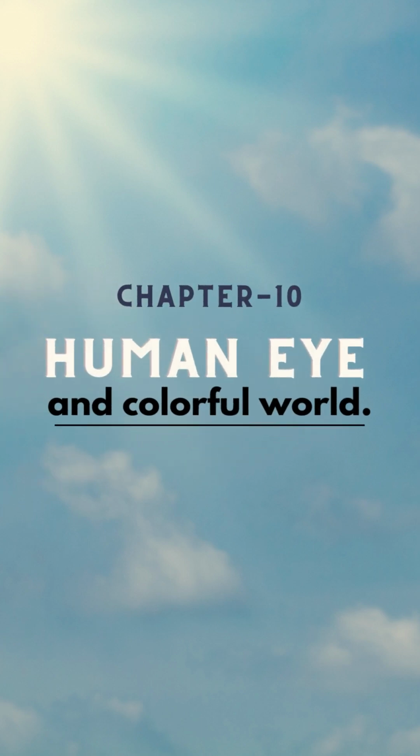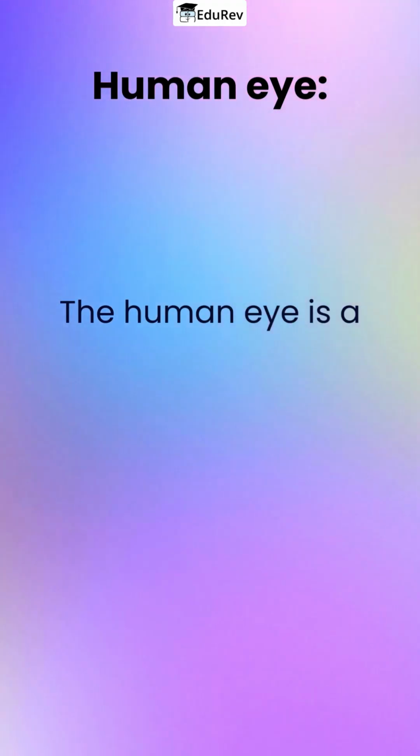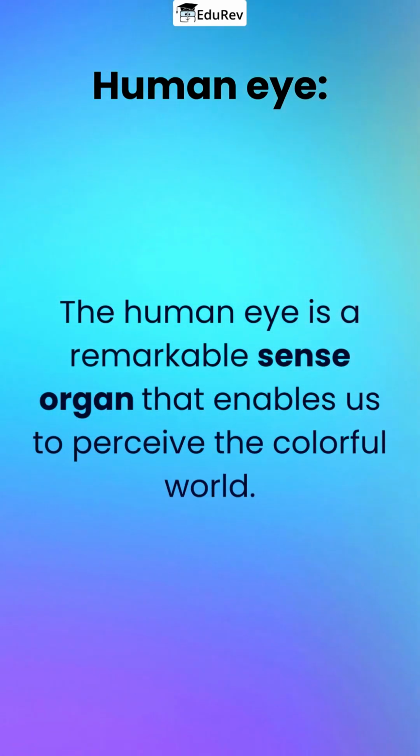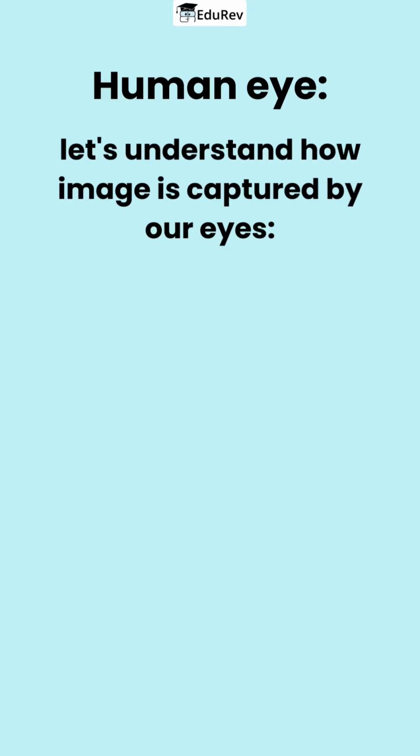Hello students, in this video, let's summarize Class 10 Science chapter Human Eye and the Colorful World. The human eye is a remarkable sense organ that enables us to perceive the colorful world. Let's understand how image is captured by our eyes.